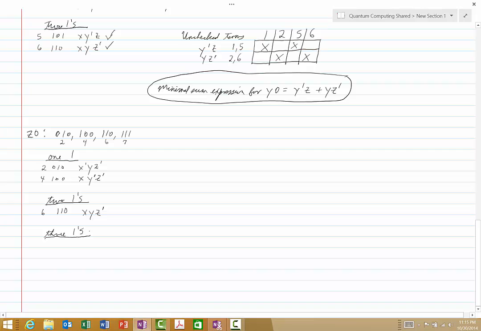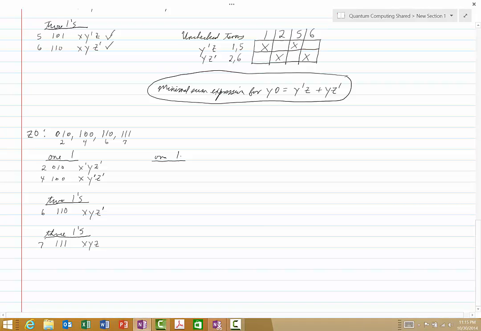There's one of these terms this time, and it is x, y, z. So now let's see what happens here. 1 1 will be our first category in the second column.